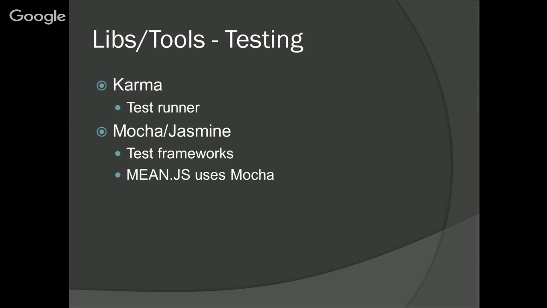Then for testing tools, we have Karma, which is a test runner. And then either Mocha or Jasmine. Mean.js uses Mocha, but those are testing frameworks. I forget the term, like self-defining functionality tests, behavior-driven testing, that kind of stuff.